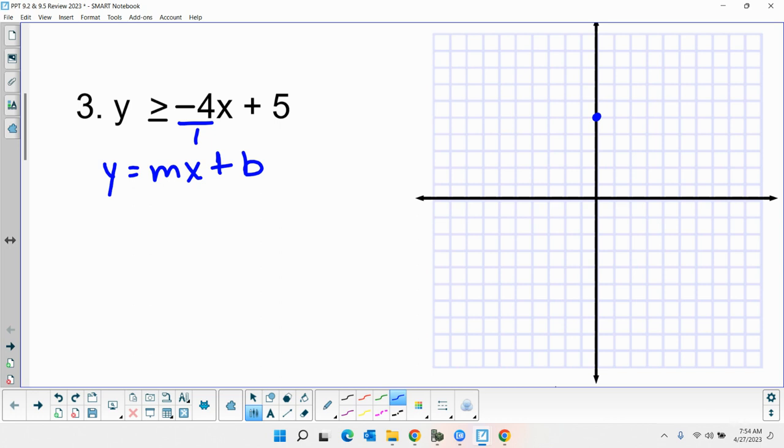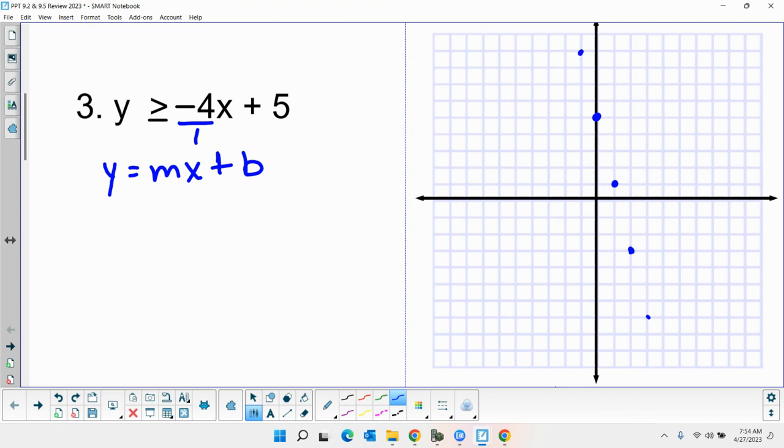So -4 means I'm going to go down 4. 1, 2, 3, 4, and over 1. If I go up 4, 1, 2, 3, 4, just go left 1.